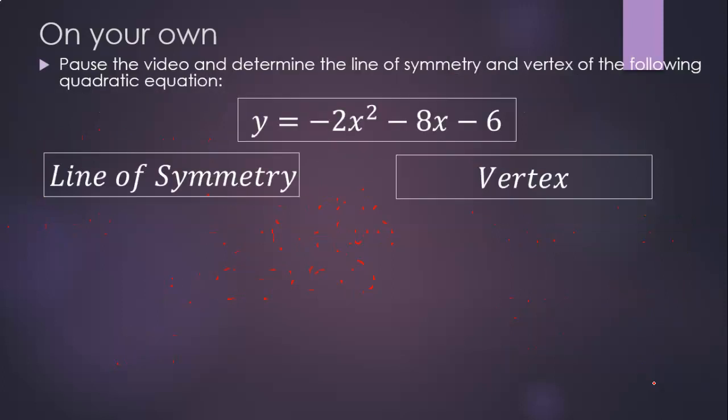Go ahead and pause the video now and determine the line of symmetry and the vertex of the following same equation we just did. We've already got our zeros. Now you're going to do your line of symmetry and the vertex.